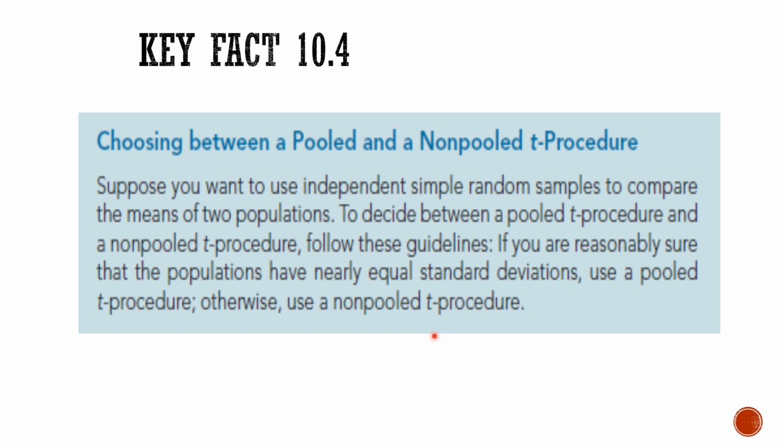You can use the non-pooled t procedure in either case. However, the pooled t procedure can be used only when the standard deviations are close enough, and I gave you the rule of thumb to decide. Just look at the ratio of the higher value and the lower value, and if it is less than 2, go ahead and use the pooled procedure. Otherwise, use the non-pooled t procedure.